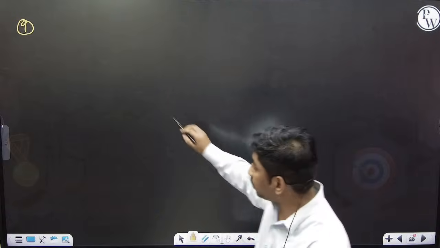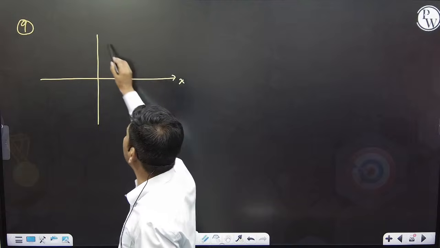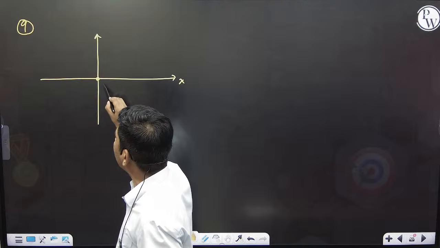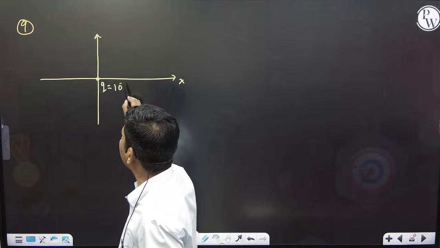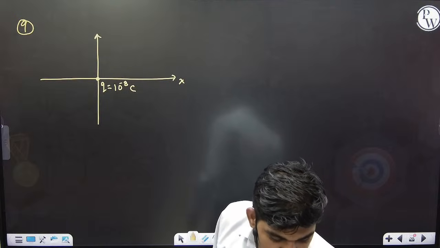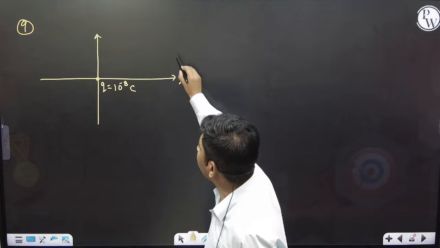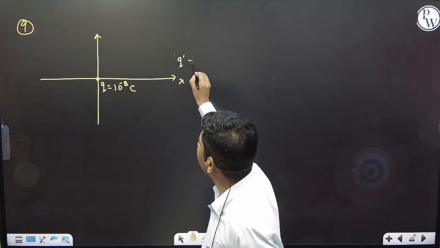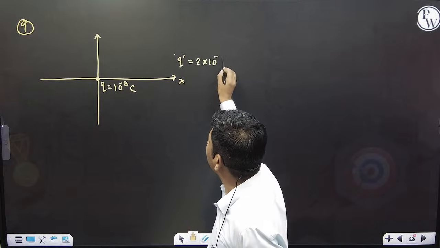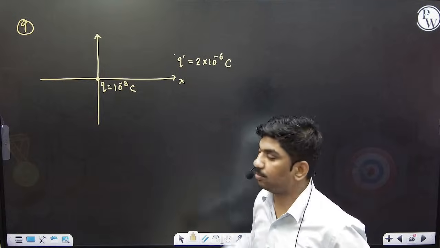So what was the question? Yes, they have given that one of the charges is kept at the origin. What was the value of this charge? 10 power minus 8 coulomb. Is it correct? Just tell me. Yeah, some of the students are saying 10 power minus 8 coulomb charge was given. One more charge was placed, let us say Q dash, which was 2 into 10 power minus 6 coulomb. One more charge was given. If the data is different, do let me know.